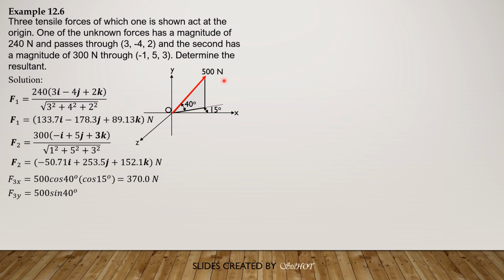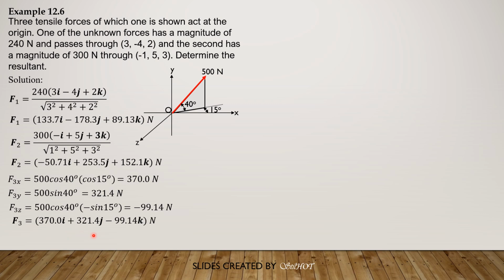And F3z is 500 cosine 40, which is the xz component. Since it is backward, we multiply further by negative sine of 15. So 500 cosine 40 times negative sine of 15 degrees. So that's F3z. It is equal to negative 99.40 newtons. So in vector form, F3 would be equal to 370.0i plus 321.4j minus 99.14k newtons.